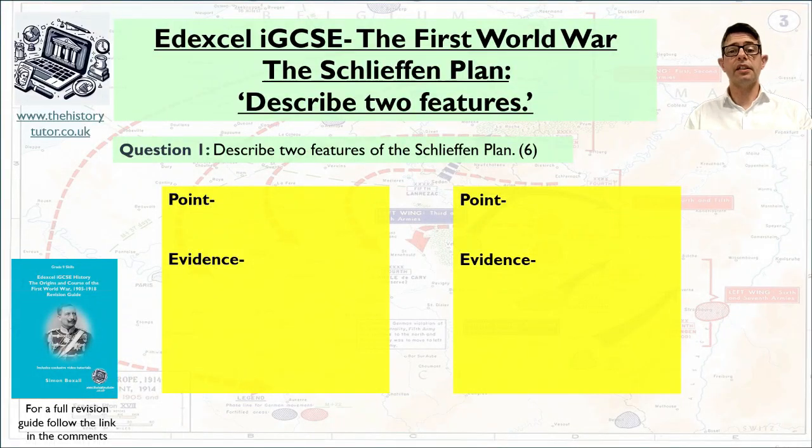So firstly, you need to make sure you describe two features, of course. So two different ideas. We set up 2 points and describe each point with some evidence. The evidence should be maybe 2 sentences, maybe 3. We've got 6 marks to aim for, so we want to have a little bit of detail in our evidence. So pause me now, thinking of 2 points and some evidence to back up each of those points. Have a look through the revision guide to find ideas. So away you go.